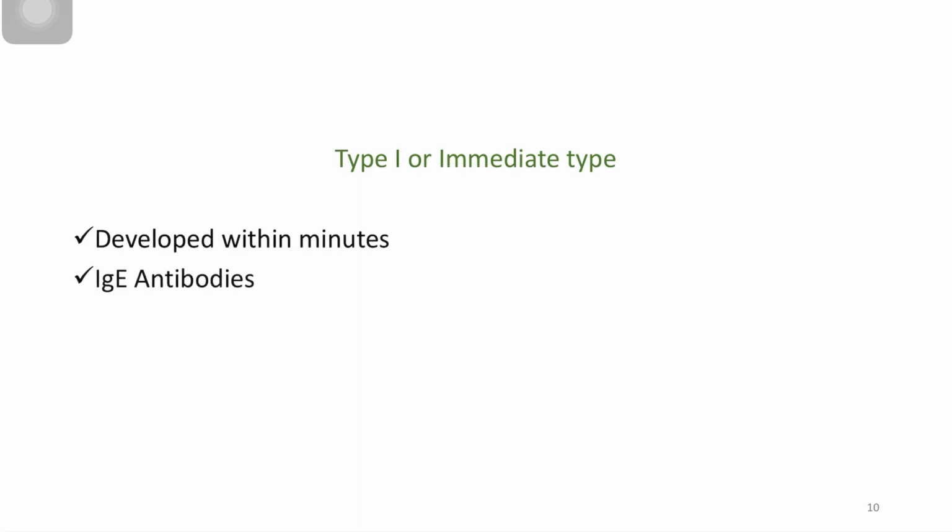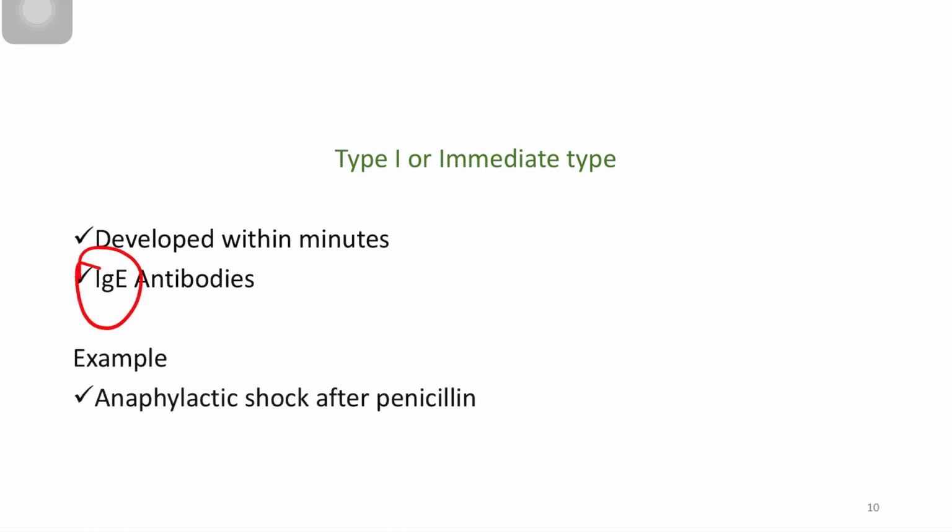Immediate type, we already know, develops very quickly, and the antibodies involved here are IgE antibodies. An example is anaphylactic shock with penicillin. Penicillin is an antibiotic which is quite known for this kind of severe anaphylactic reaction, where the patient might develop swelling of the face, eyes, lips, and also swelling of the respiratory tract or larynx, and due to that the patient feels breathing difficulty. Secondly, BP of the patient falls, and due to this the patient might die as well. So immediate treatment is necessary, otherwise you may lose the patient.